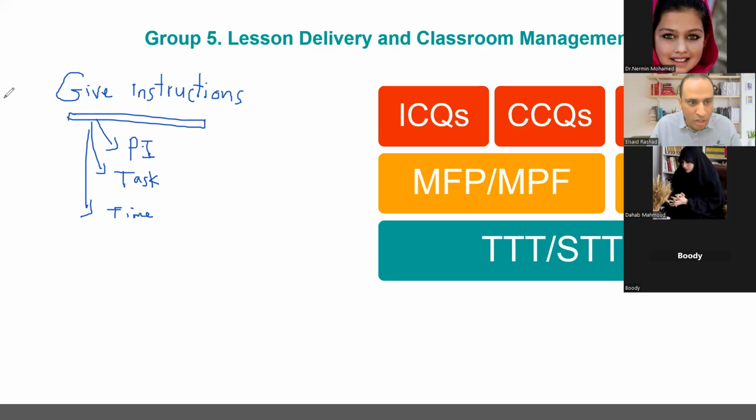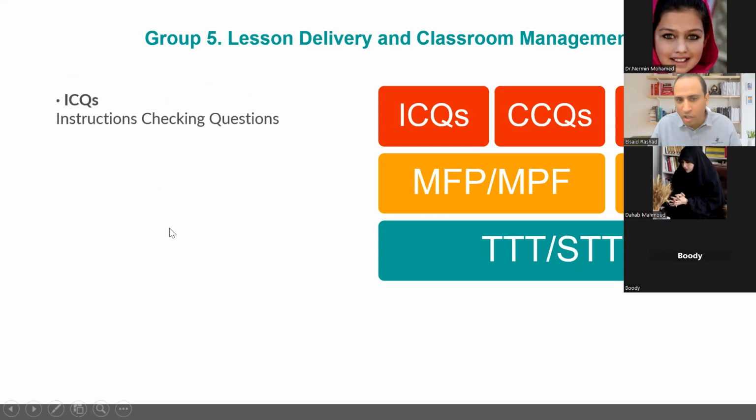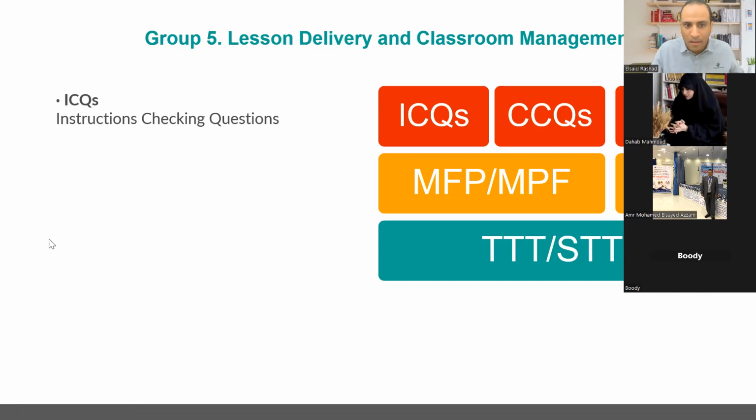So before the task, make sure you give the instructions and the checking questions. And the question is, do I always have to ask instruction checking questions? Always? Yes or no? No. You don't have to ask instruction checking questions every time. If you think students are confused, if you think students are not familiar with the task, then you can ask them. If you think your students are familiar with the task, then you can just give the instructions and give the task.